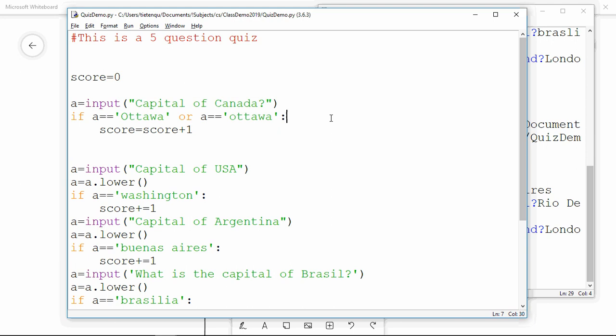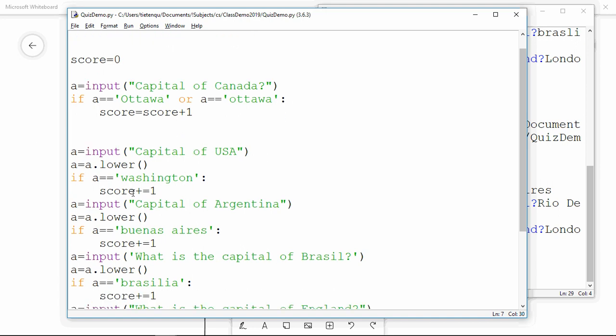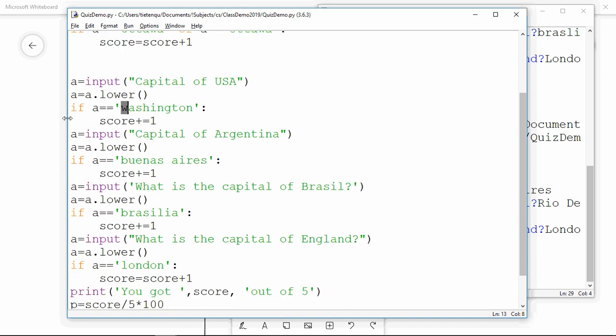And now I'm checking two things. If A equals Ottawa or Ottawa lowercase, then we're going to add to the score. We ask the capital of USA. We convert it to lowercase. And now once you convert it to lowercase, make sure you check all of your things in lowercase. If I made that a capital W, after converting that to lowercase, it would always say it's wrong no matter what we said. Okay, and then this is just sort of repetitive.